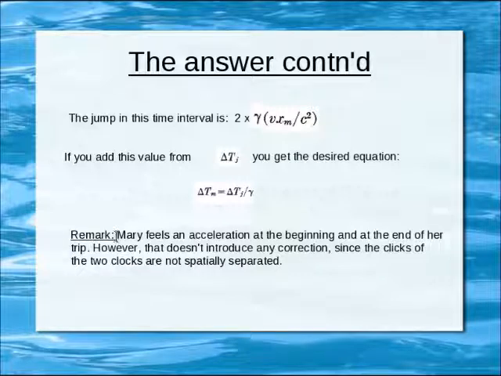Final remark: Mary feels an acceleration at the beginning and at the end of her trip, not just at the turning point of her trip. However, that doesn't introduce any correction to the time, since the clicks of the 2 clocks, of Mary's and John's clock, are not spatially separated. Basically, when Mary leaves and when Mary comes back, she touches John, you could say. So they occupy the same space.